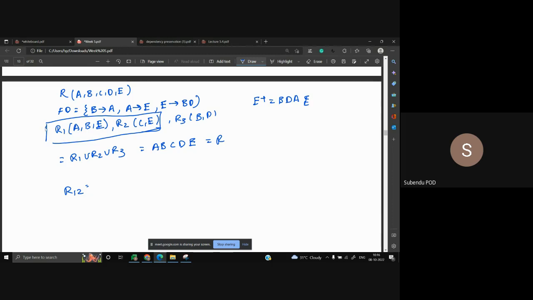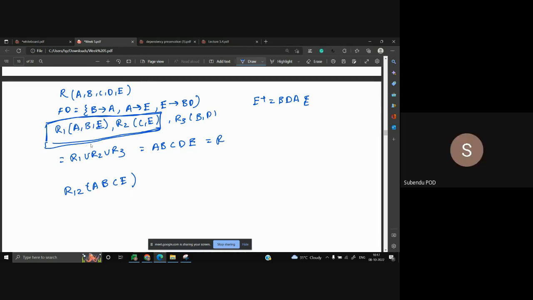So we can say that this is a lossless join decomposition, right? So R12 is A, B, C, E. So R1 and R2, these two, form a lossless join decomposition. Up to this is clear.